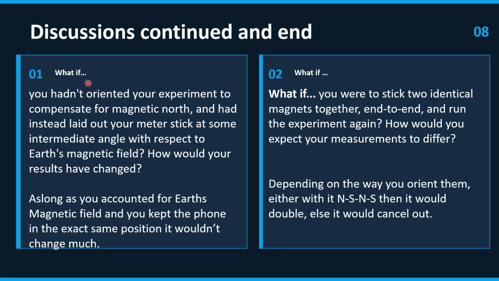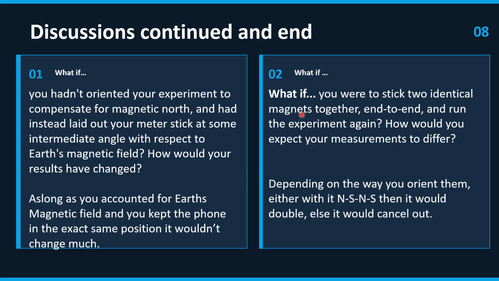So, what if we hadn't compensated for magnetic north, how would it have changed? Ultimately, it wouldn't have changed that much as long as we kept it at that same angle. If we kept it at the same angle, then we still would have been fine because the Earth's magnetic field would have been consistent and the magnet would have been the only one that was changing.